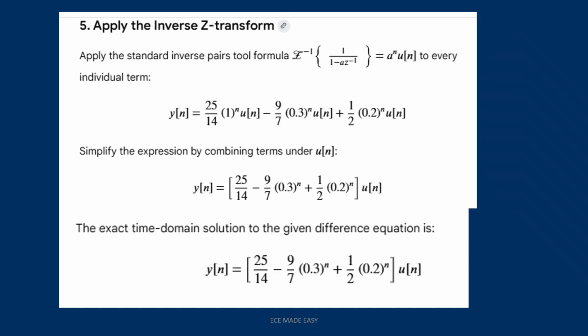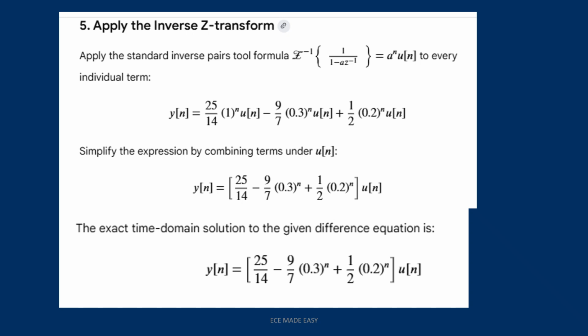Applying the inverse z transform. Now we know the inverse z transform of 1 divided by 1 minus a z inverse is a to the power n u of n. Applying this formula, we have y of n equal to 25 by 14 times 1 to the power n u of n, minus 9 by 7 times 0.3 to the power n u of n, plus 1 by 2 times 0.2 to the power n u of n. This is a solution. You can take u of n common or you can leave it. This will be the exact solution of the linear constant coefficient difference equation.